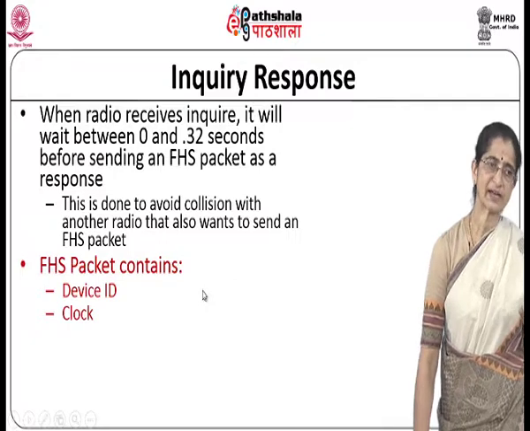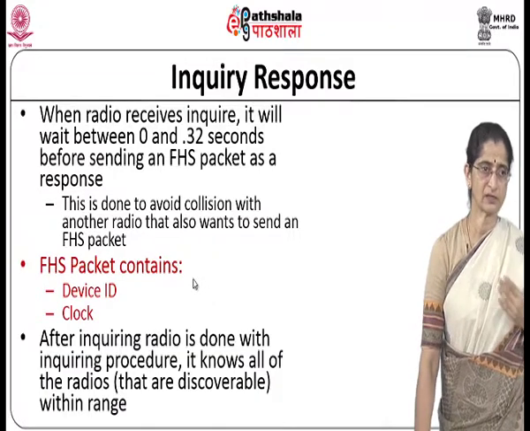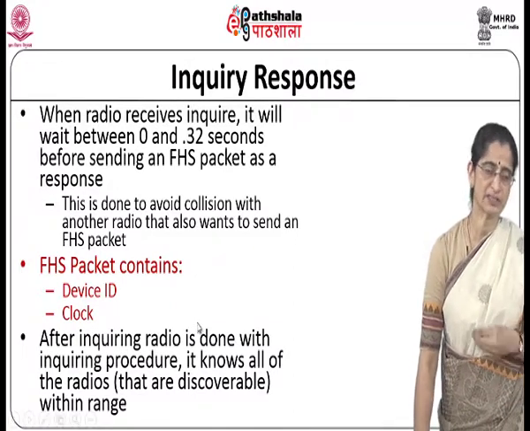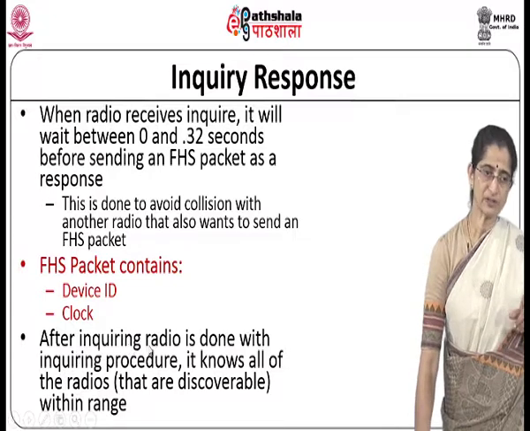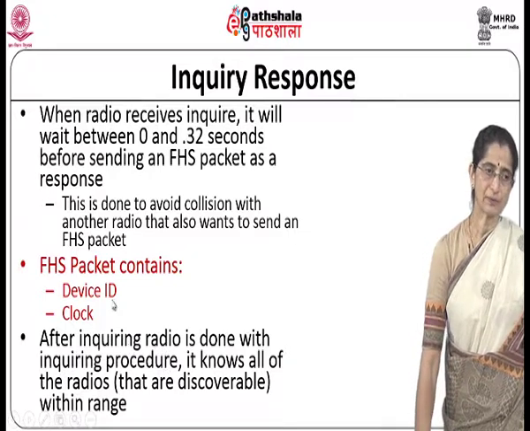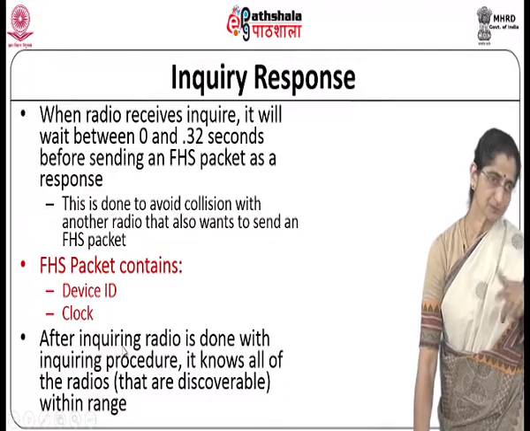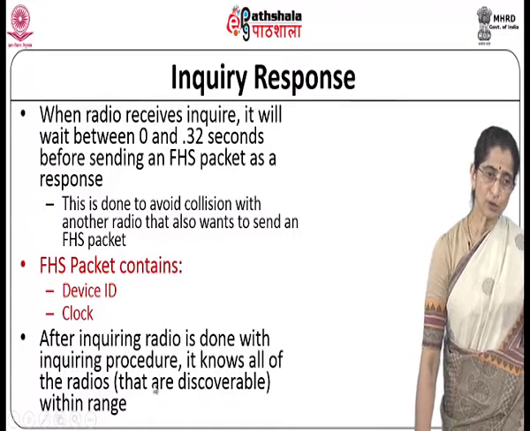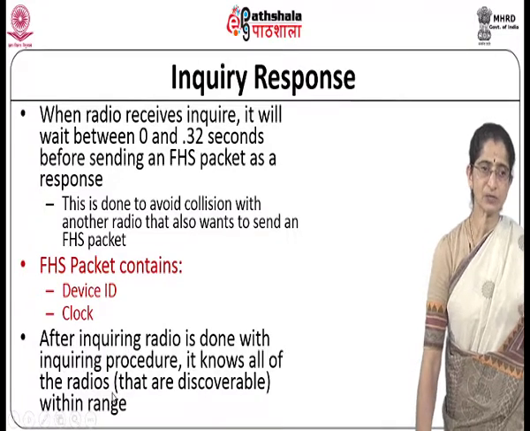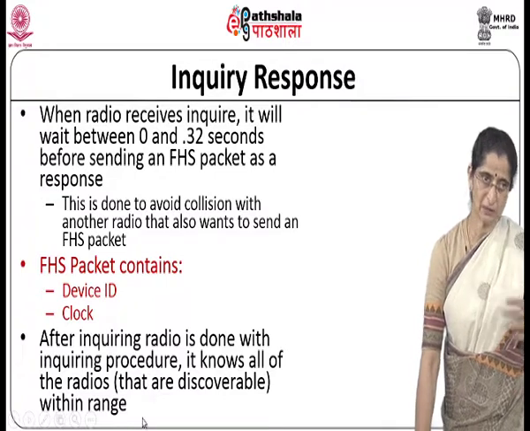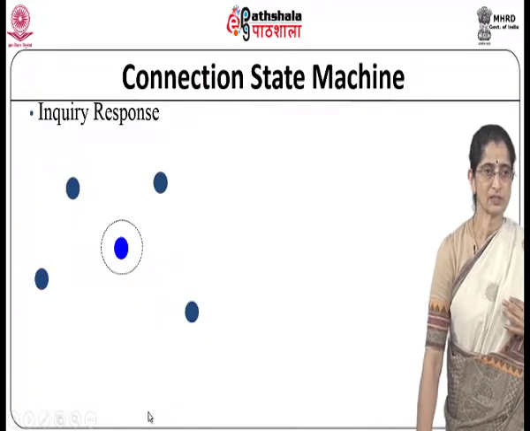So, this FHS packet will consist of a device ID and a clock. That's the information that is required to identify that particular device. So, after the enquiring radio is done with the enquiring procedure, it will have got the FHS packets from all the nodes which are responding to its enquire. So, it will know the IDs of all the devices which are within that particular range.